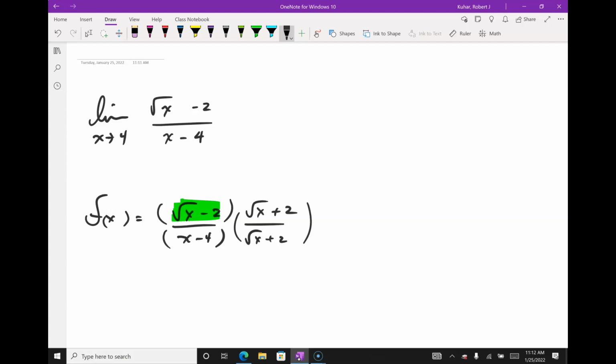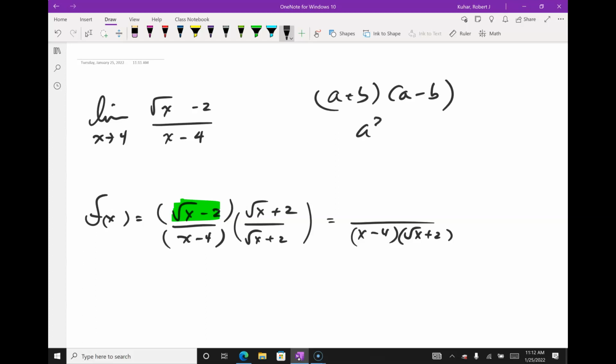Good. I'm not going to manipulate downstairs. I want to see what happens. I'm going to leave it alone downstairs. But upstairs, you remember this? A plus b times a minus b is a squared minus b squared. So the middle terms go away. That's why we're using this conjugate, right? So I get square root of x squared minus 2 squared, or better yet, x minus 4.